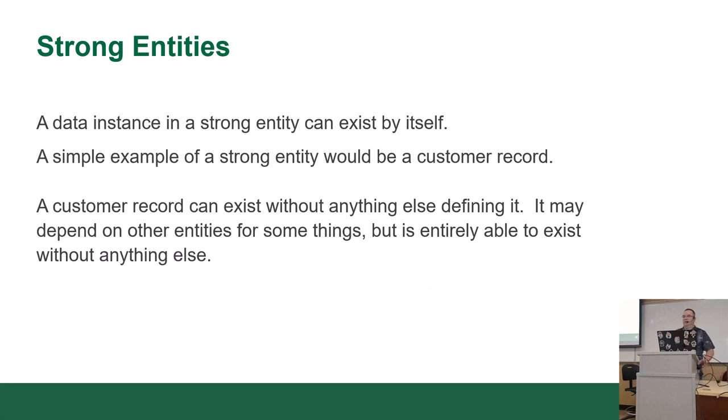And we have two kinds of entities. We have strong entities. A strong entity is an instance of data that can exist by itself. It needs nothing else to define it. A good example of a strong entity is a customer record in a database. The customer can exist in the system. Yes, it might get some values from other places, but as a whole, the customer exists by itself. It doesn't need anything else to define it.